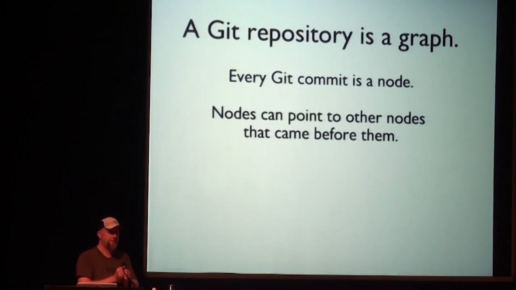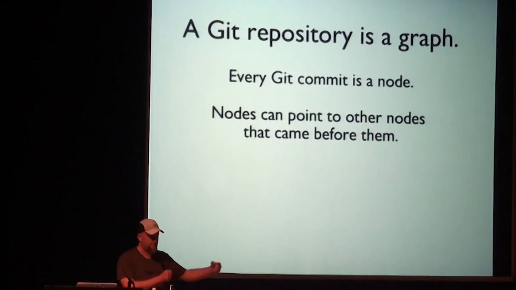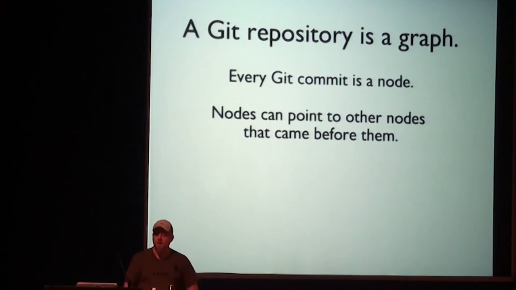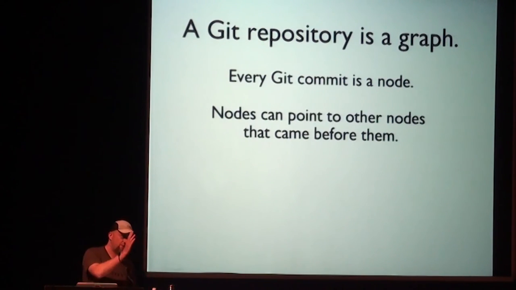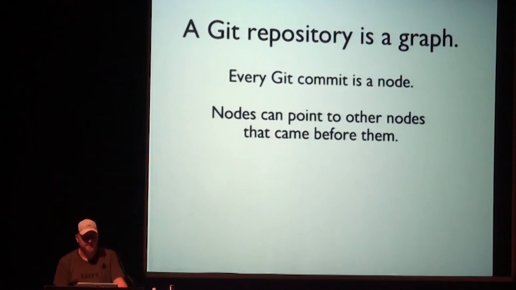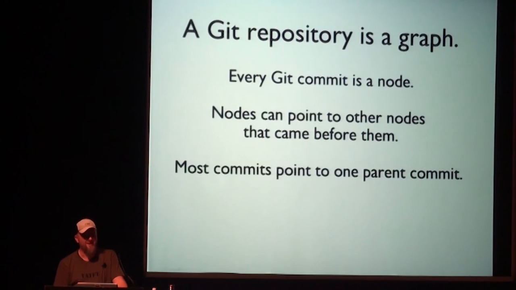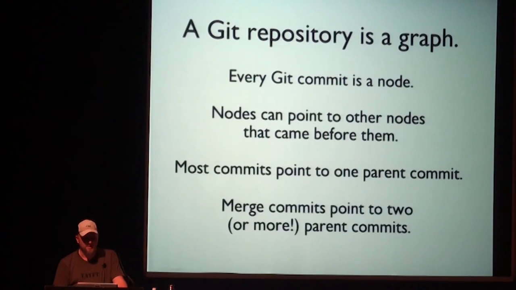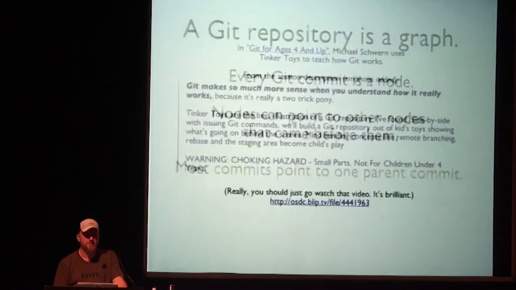So you say, here's the initial state of the world, and then I made this change, and then I made this change, and then I made this change. And of course, you can branch off, and that's time travel and all kinds of fun stuff. Most commits point to one. You can have commits that point to two or more, hence the octocat that we've all seen.